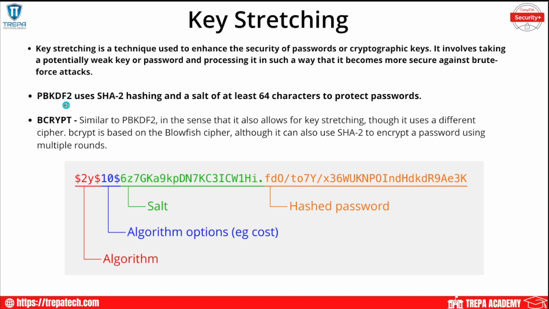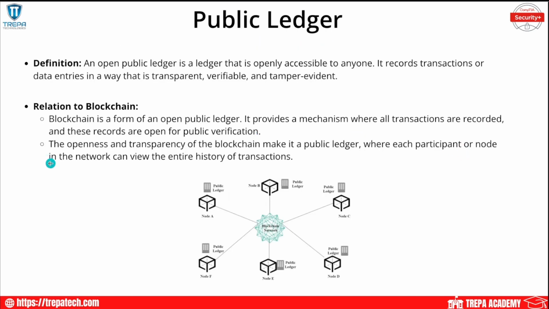So here we have PBKDF2. Off the top of my head, I can't remember what that stands for. In the edit, we'll input it somewhere. I think it's like public key something. Anyways, it uses the SHA hashing algorithm and a salt of at least 64 characters to protect passwords. And we can see another similar version, which is bcrypt. You can import the bcrypt library when you're using Python or coding. Anyways, this is how we enhance that key. So here we see the hashed password, the salt, and then the algorithm, all attached. And that is key stretching.